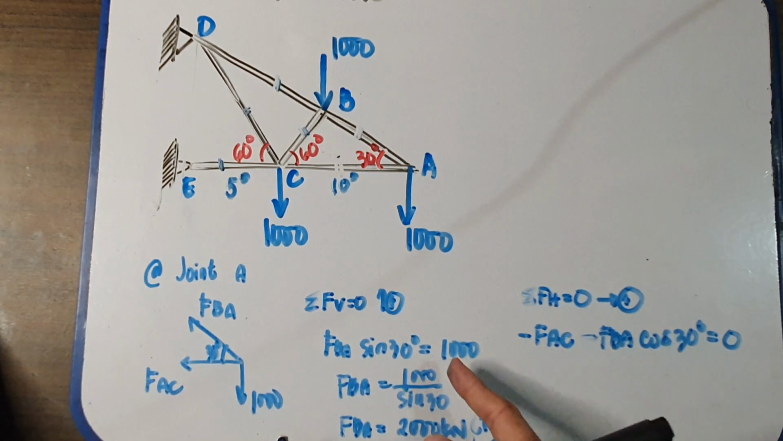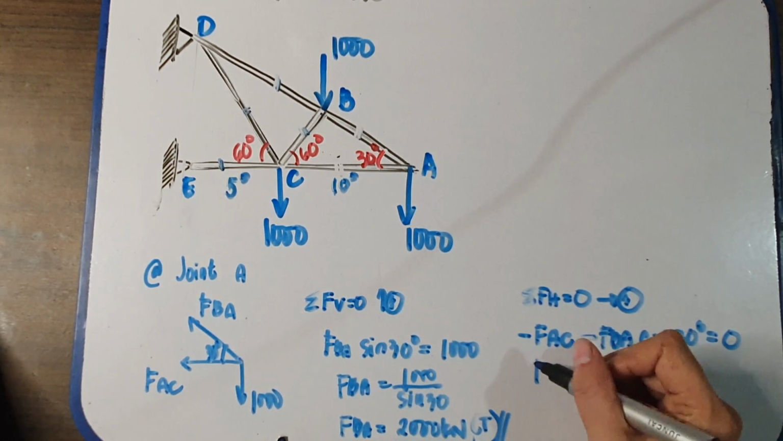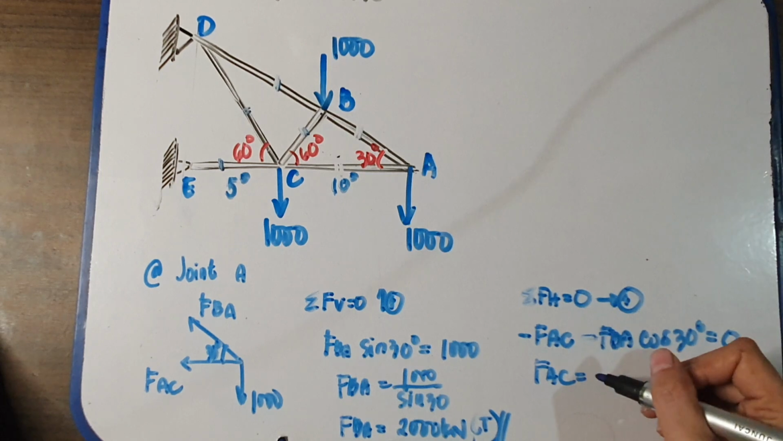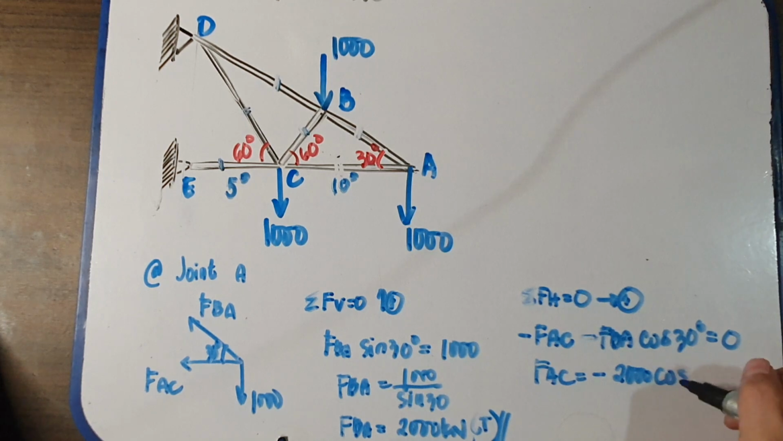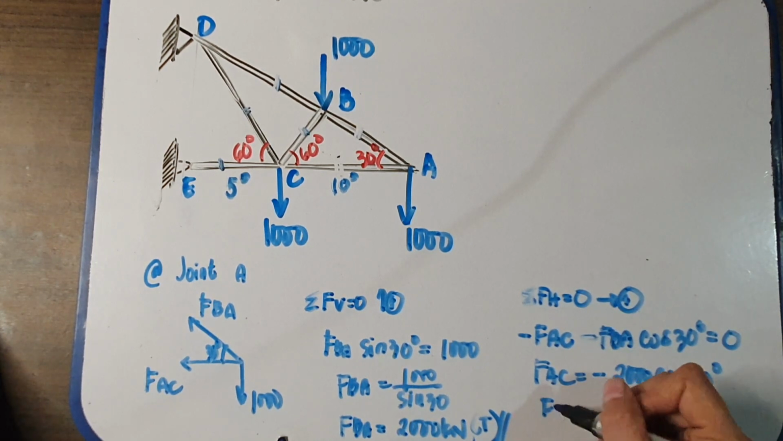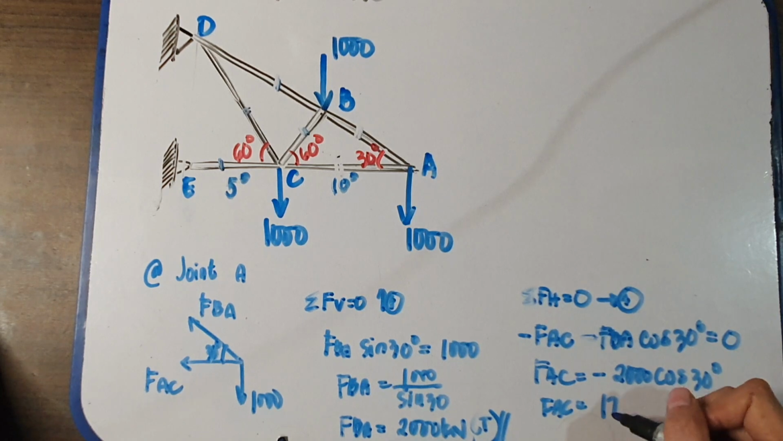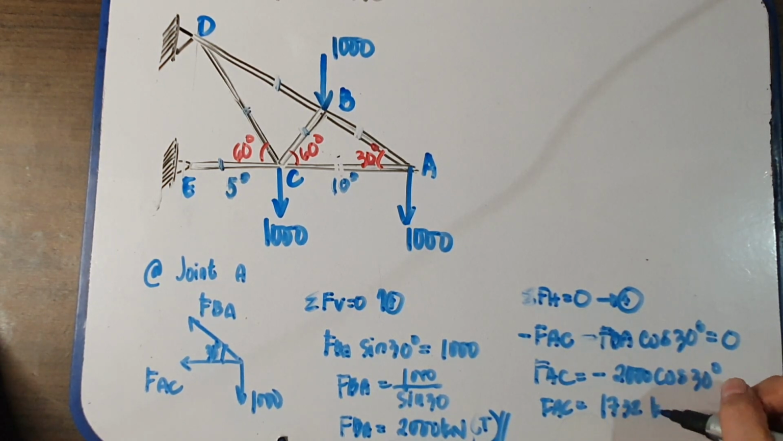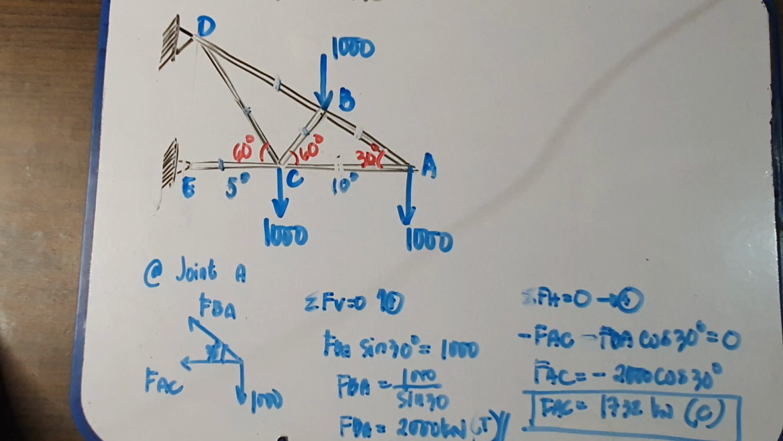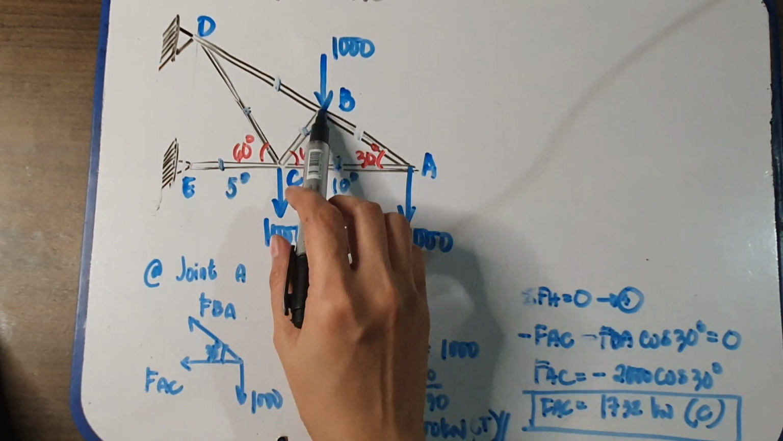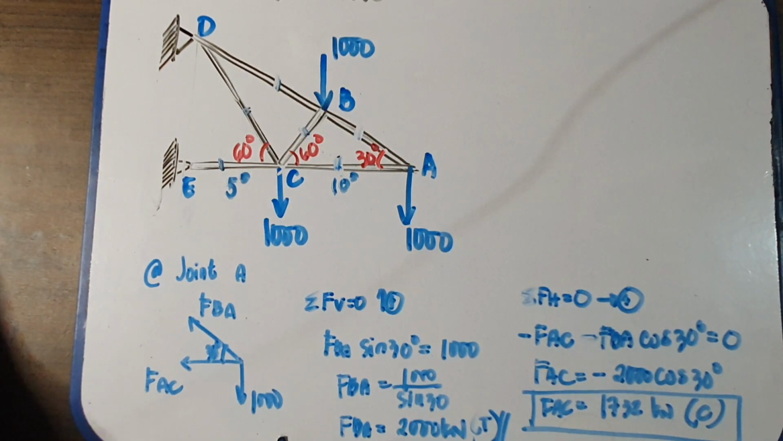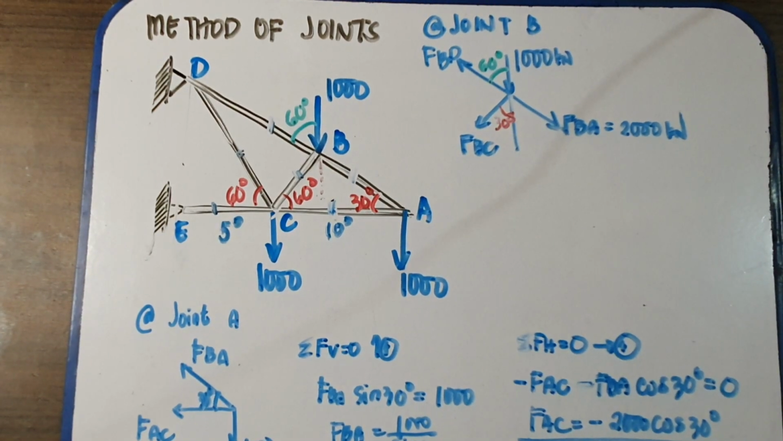Since FAC, lipat natin. Okay. And ang sagot dito is negative FBA, 2,000 cosine of 30 degrees. FAC is 1,732 kilonewton. Negative, ibig sabihin compression. Okay. Next, after natin makuha to, punta naman tayo sa joint B and C. So, free body diagram muna tayo. So, at joint B naman tayo.